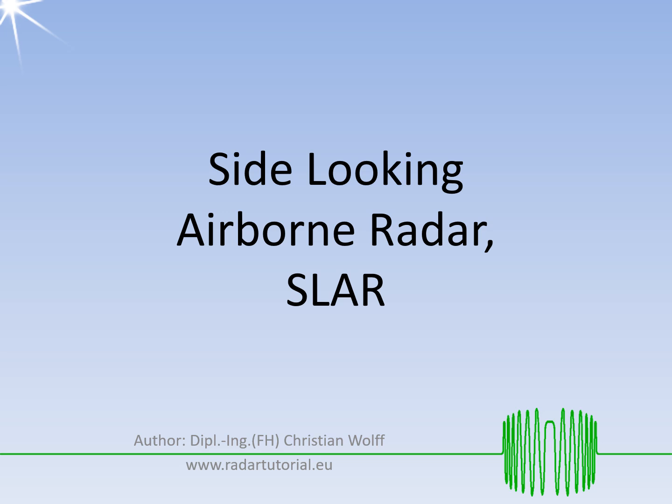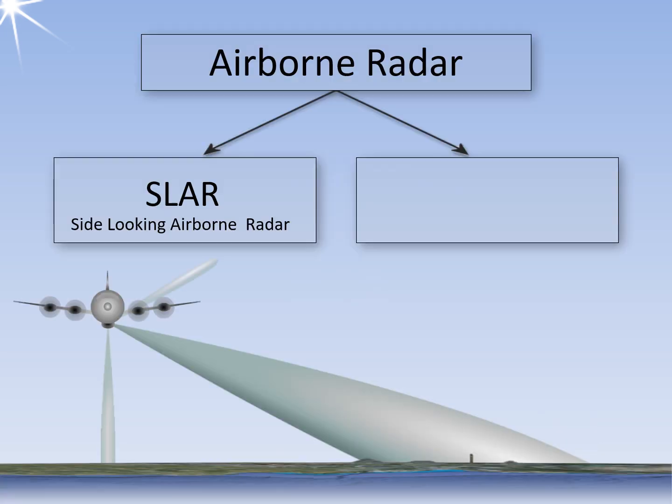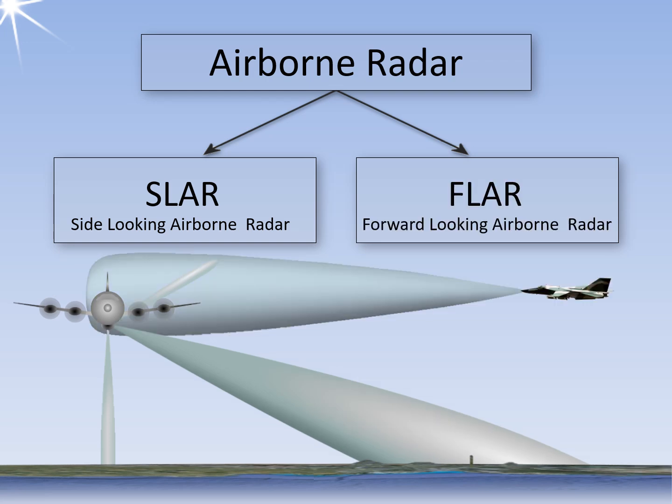This video explains how a side-looking airborne radar works. Airborne radars are categorized into side-looking airborne radars, SLAR, and forward-looking airborne radar, FLAR. Both systems can be operated with a real aperture as well as with a synthetic aperture. The only difference is in the software and in the application. The content of this video is the side-looking airborne radar, SLAR.